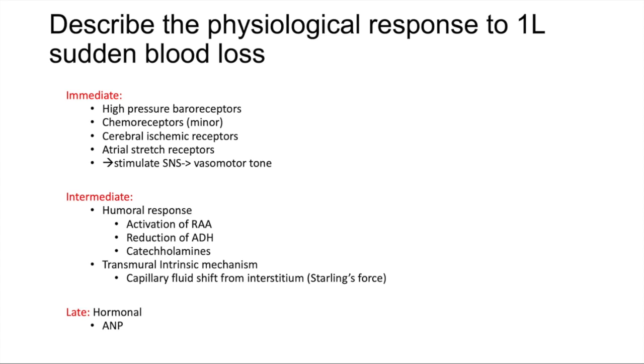Sympathetic nervous system stimulates the release of adrenaline from the adrenal medulla. A drop in the capillary transmural pressure will cause a fluid shift from the interstitium back to the capillary to expand intravascular volume according to Starling's equation. Lastly, atrial natriuretic peptide secretion will be inhibited, reducing inhibition of water reabsorption.